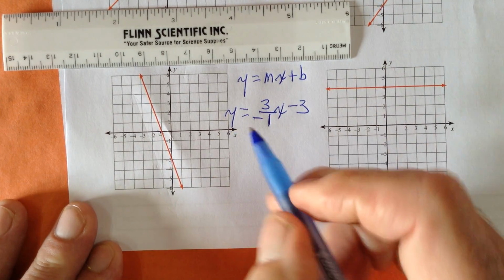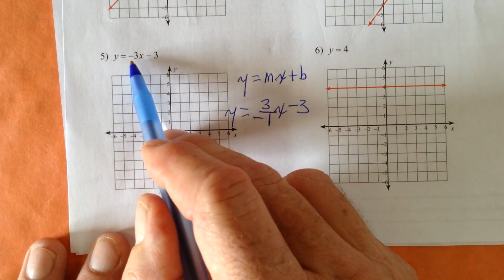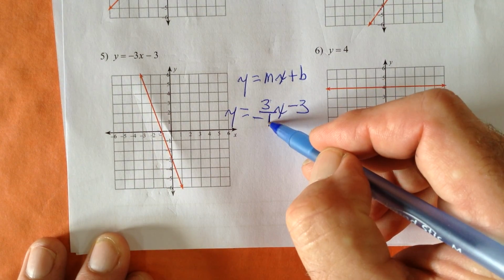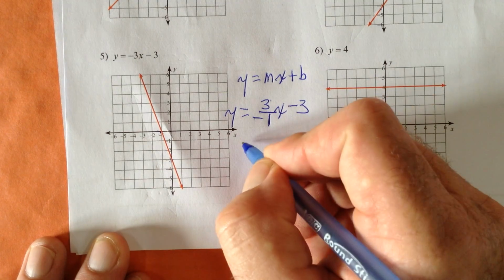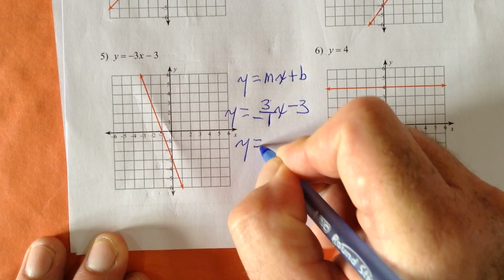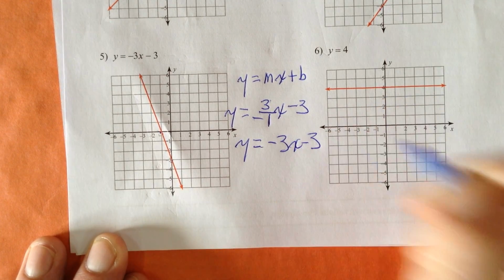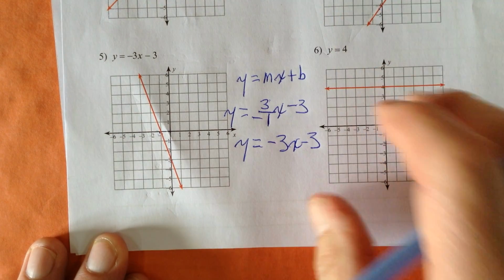Okay, so let's see if it compares. Well, yeah, y equals negative 3x. Well, remember, 3 over negative 1, that's also negative 3. That's a fraction that shows negative 3. So I can just rewrite it as this here. Okay. All right. Well, I hope this helps.